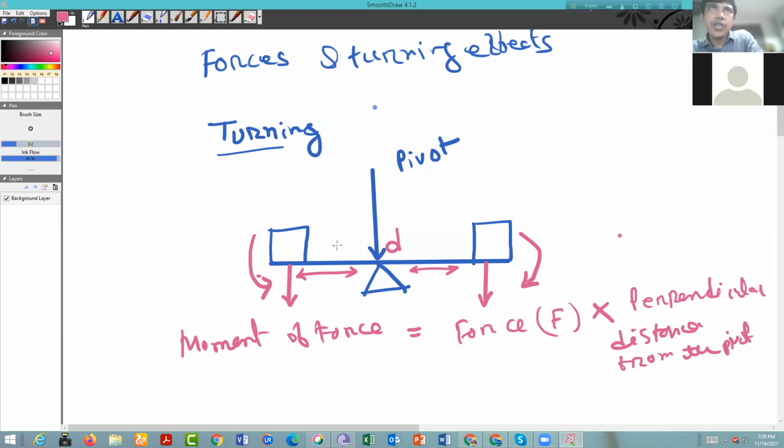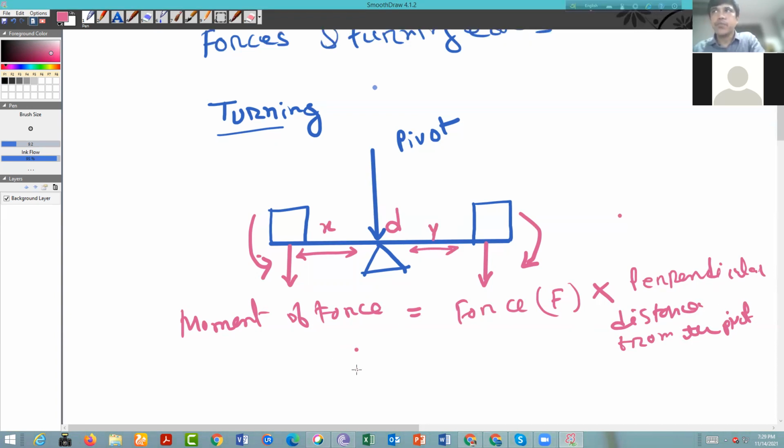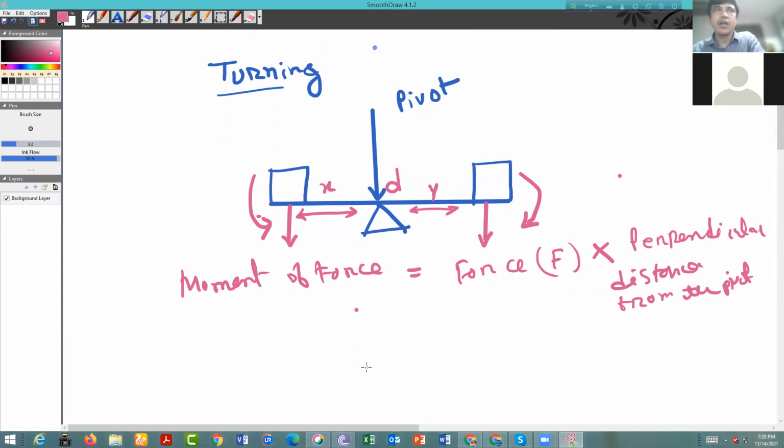So if it is X distance, this is Y distance. So how will we calculate the moment of force? In short, we can write like this. Moment equals force, F, into distance, which we can represent as D. Multiplying force with the distance will give you the moment of force.